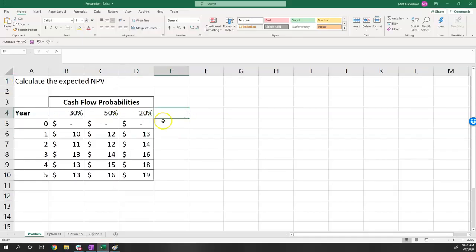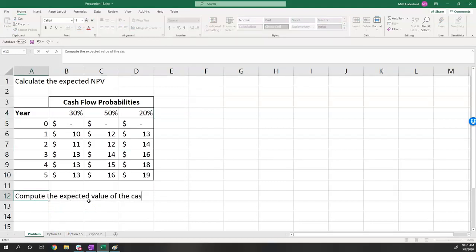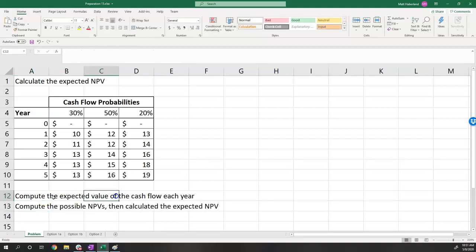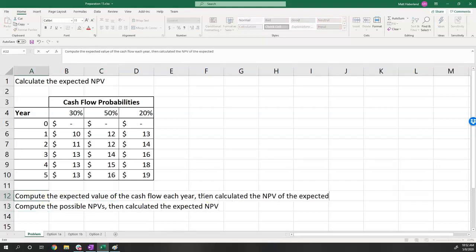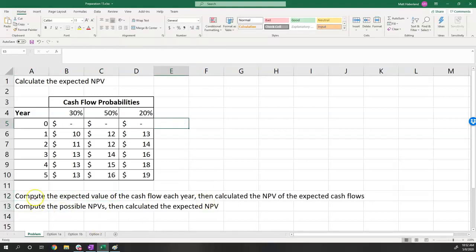First example, calculate the expected net present value of these cash flows. So remember, there's 2 ways we can approach this. We can first compute the expected value of the cash flow each year, and then we compute the net present value of those. Or we can start by computing the possible net present values, then calculate the expected net present value from that. So let's try that. Let's start with this option first. Compute the expected value of the cash flow each year.